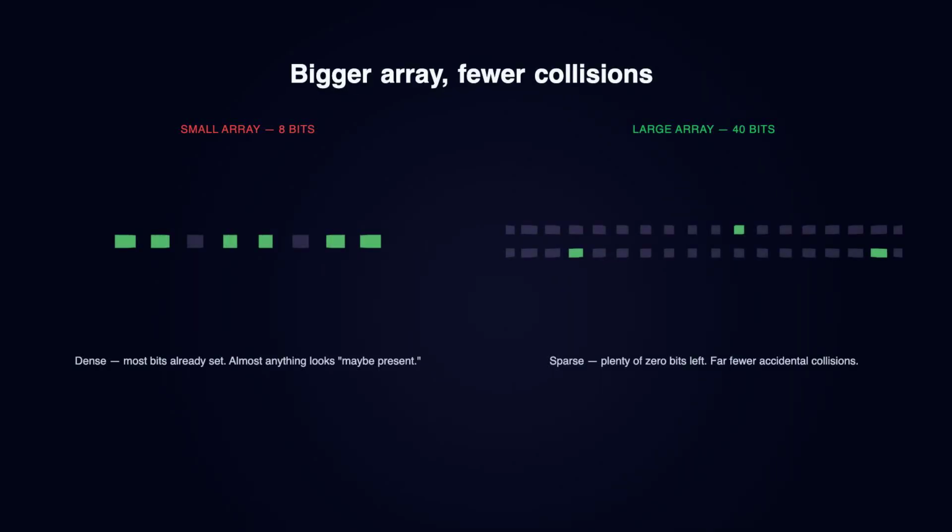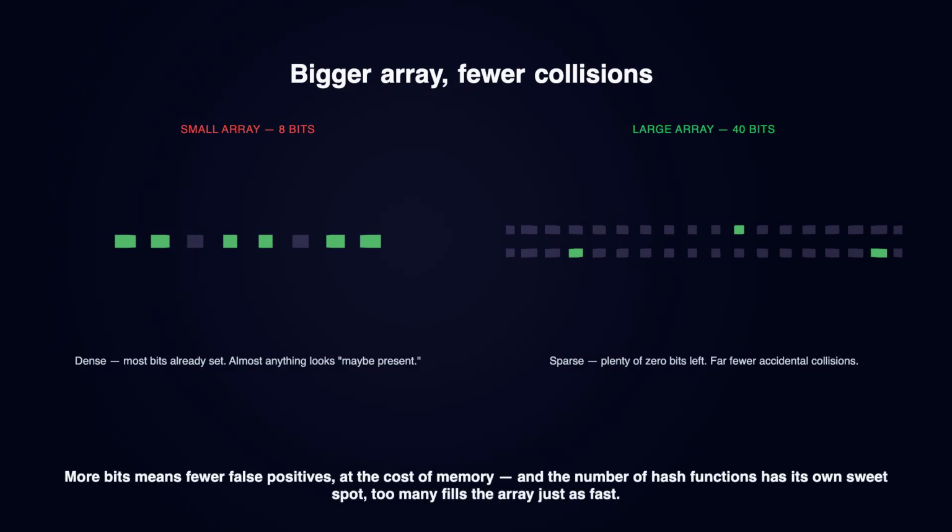The fix is tuning 2 numbers, the size of the bit array, and how many hash functions you use. A small, crowded array collides constantly. Almost every bit ends up set, so almost everything looks like a match. A larger, sparser array barely collides at all. More bits means fewer false positives at the cost of more memory. And it turns out the number of hash functions has its own sweet spot too. Too few, and collisions pile up. Too many, and you fill the array just as fast.